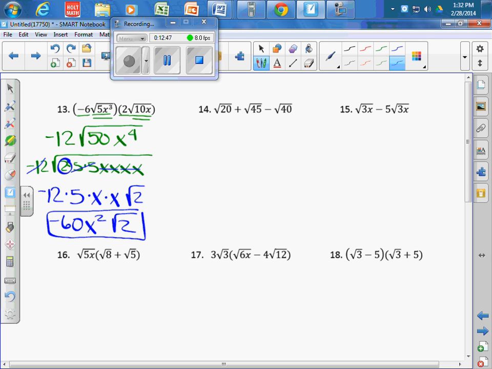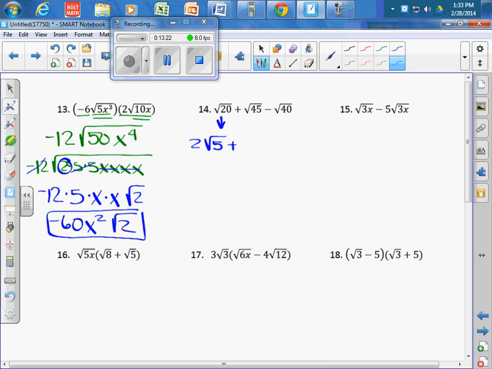In number 14, we're adding radicals here, but we can only add like terms, right? Never in my life have I ever seen somebody take radical 20 and radical 45 and get radical 65. You cannot do that. You cannot combine the numbers underneath the radical sign. They'll never be added together. What we can do is simplify radical 20. And we've talked about this one several times in class. Do you remember what that is? 2 radical 5.